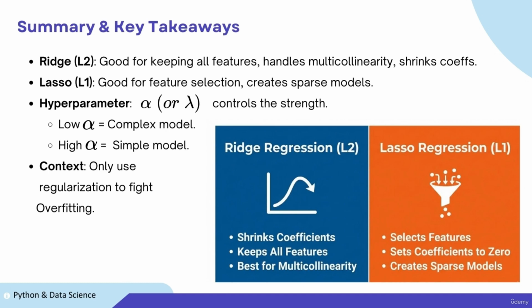To summarize, Ridge regression, L2, shrinks coefficients and handles correlated data. Lasso regression, L1, selects features by setting irrelevant coefficients to 0. But most importantly, remember the context. Regularization is for overfitting. If your model is underfitting, like our soil model today, you don't need to simplify it. You need to make it more complex, perhaps by using polynomial regression, which is our next topic.